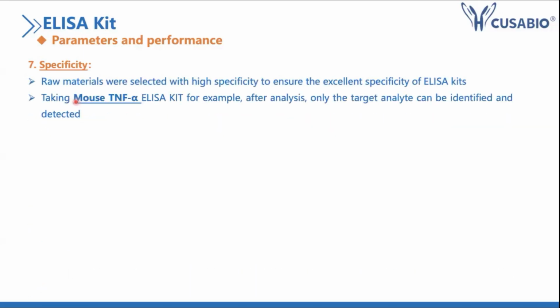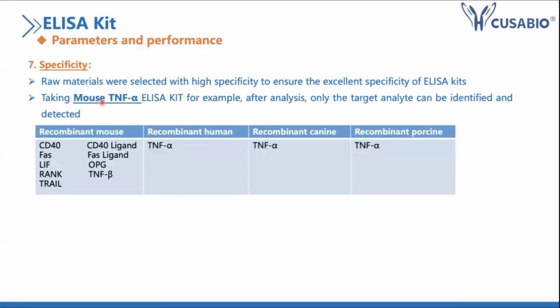In some raw materials, there are so many substances. If we take this mouse TNF-alpha ELISA kit as an example, we want to make sure that only the mouse TNF-alpha substance is recognized by this kit, but not others. We tested different substances. We tested CD40, TNF-beta, and CD40 ligand from the mouse. And then we also tested the same substance, TNF-alpha, from human and other species, just to make sure that only the mouse TNF-alpha can be identified and detected, and not these substances from other species or other molecules.